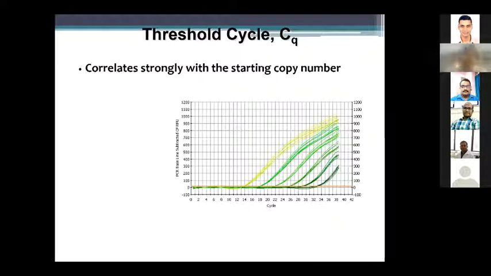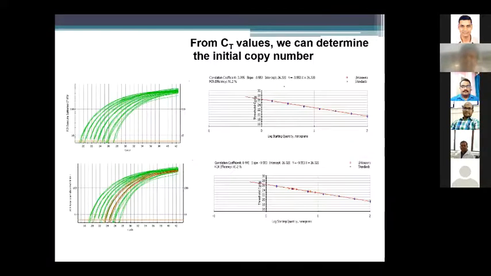So the threshold correlates strongly with the starting copy numbers. From the CT value, we can determine the initial copy number. In this graph, you can easily see the different initial CT values of the product, for example 20, 22, 24, 26, depending on the dilutions.